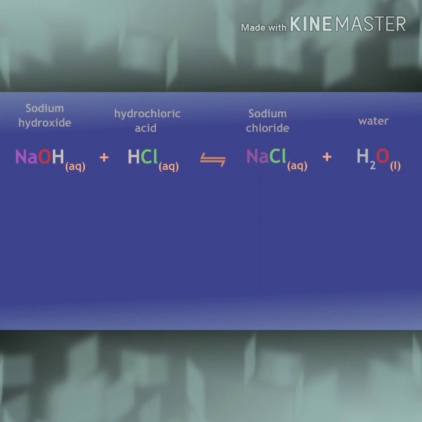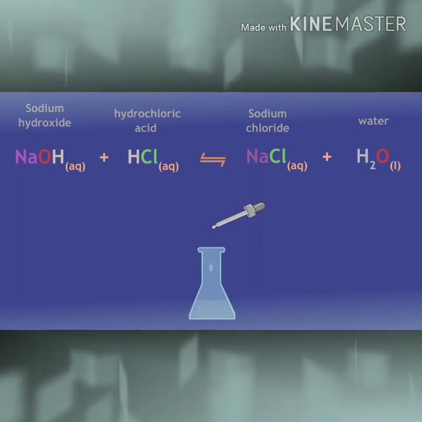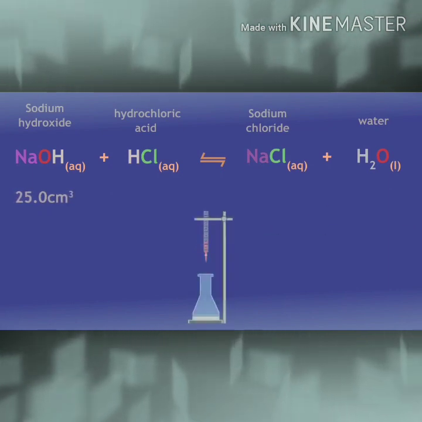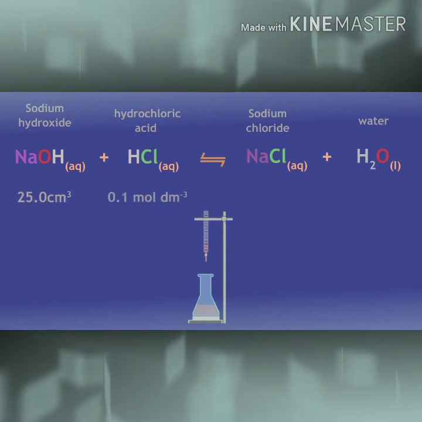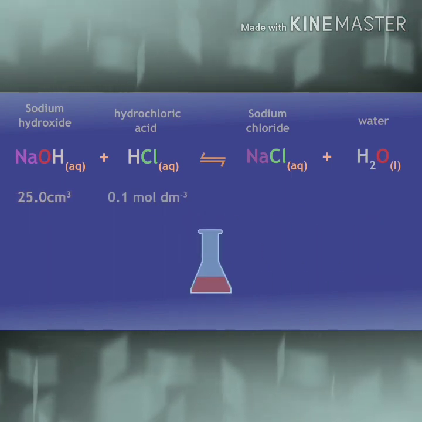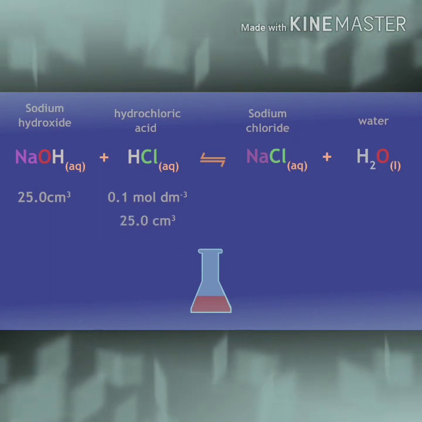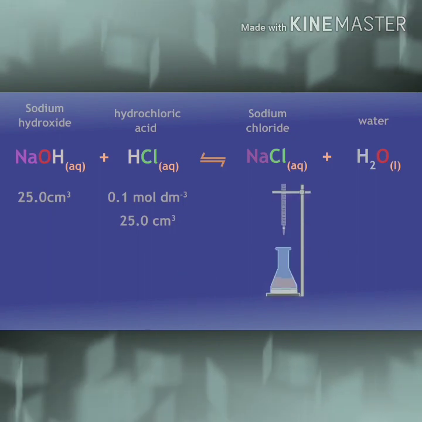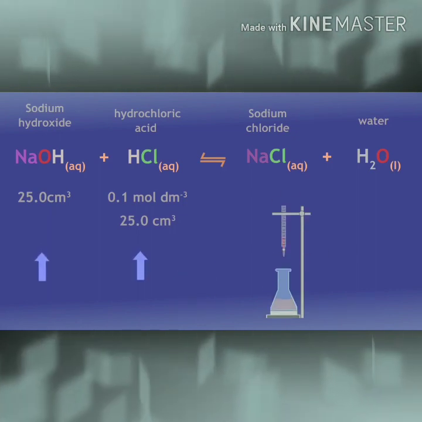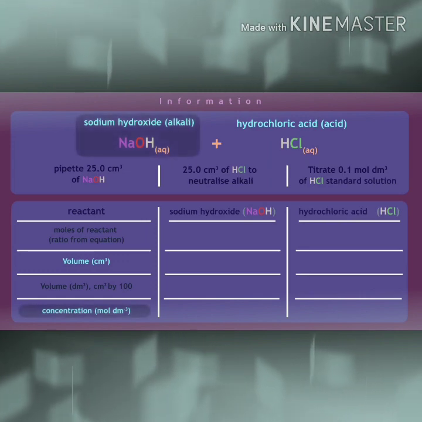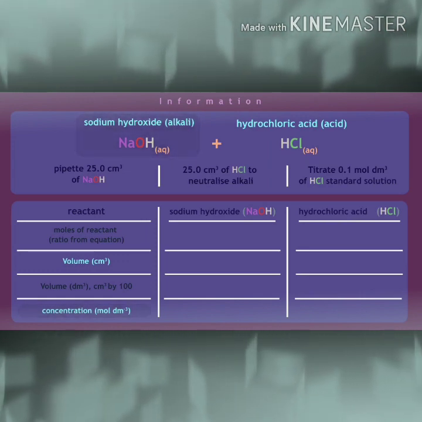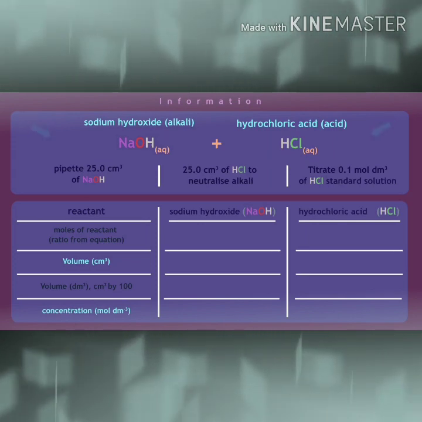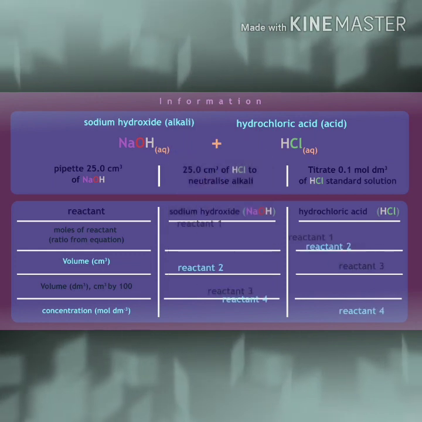Let's have an example of this neutralization reaction given in the equation. Now 25 cm³ of sodium hydroxide solution is put into the conical flask and titrated with a standard solution of 0.1 mol/dm³ hydrochloric acid using a suitable indicator. 25 cm³ of acid is required to neutralize, as found in the titration. This is the end point for the titration. Now we can calculate the sodium hydroxide concentration in mol/dm³.